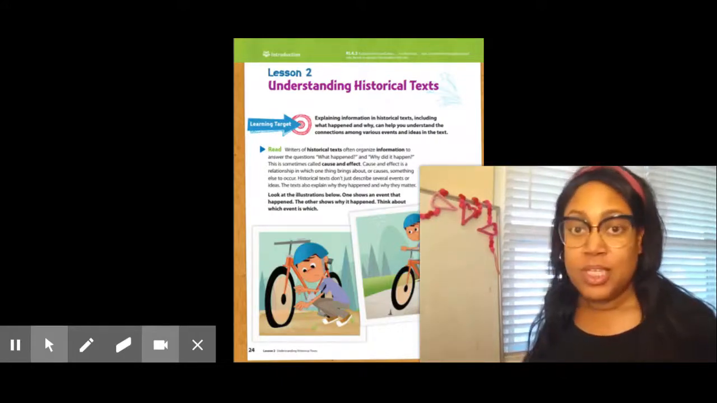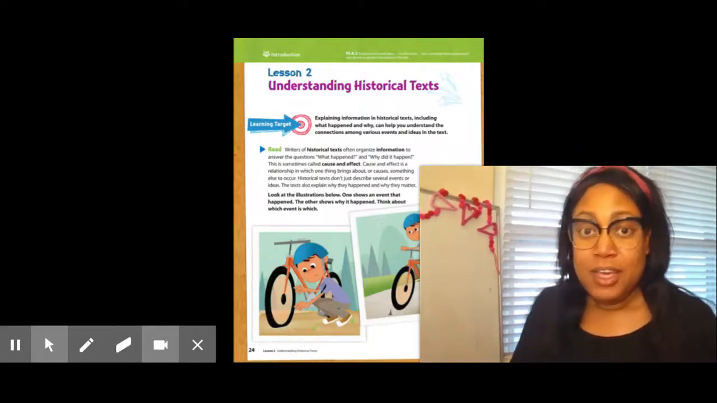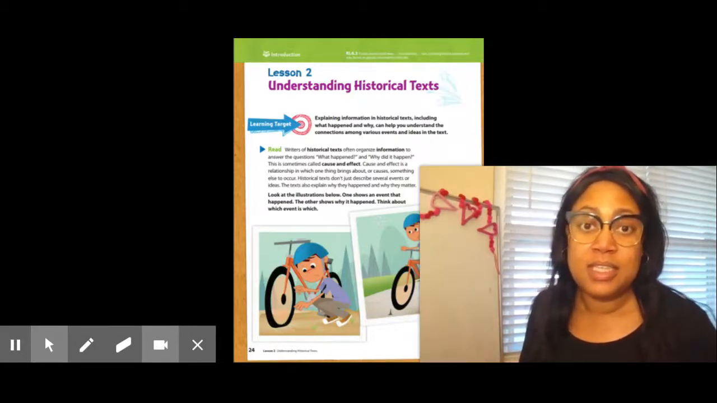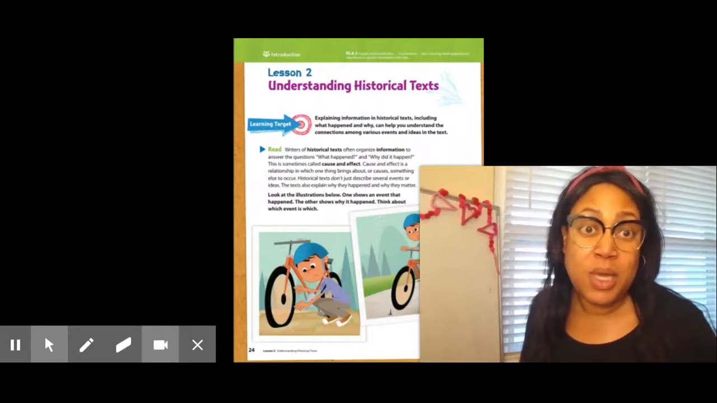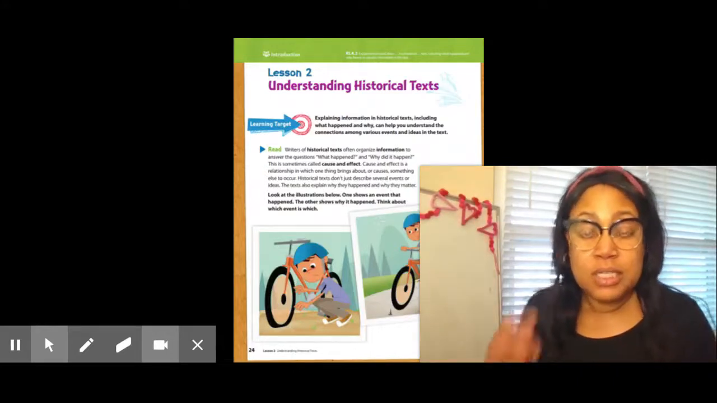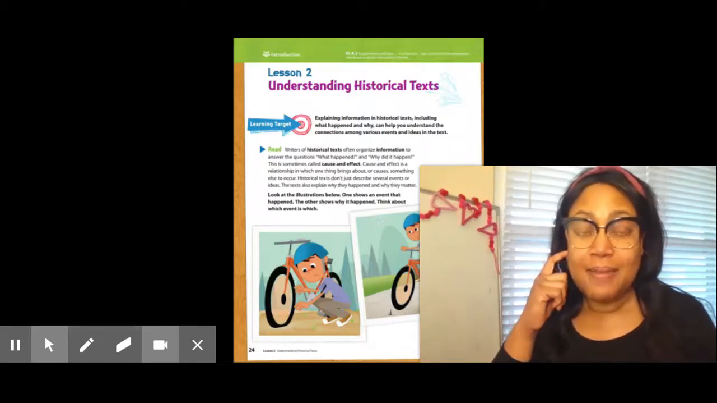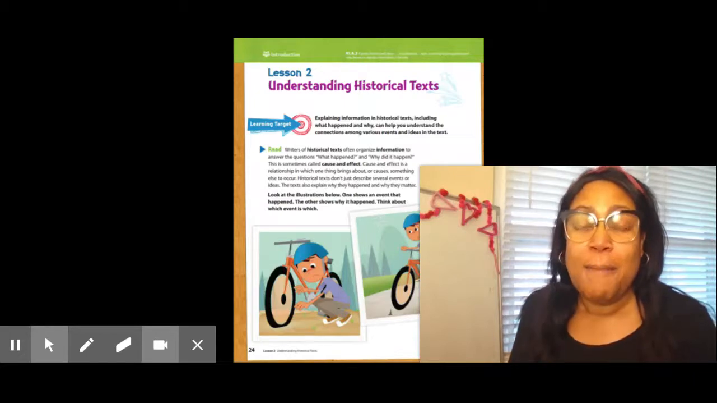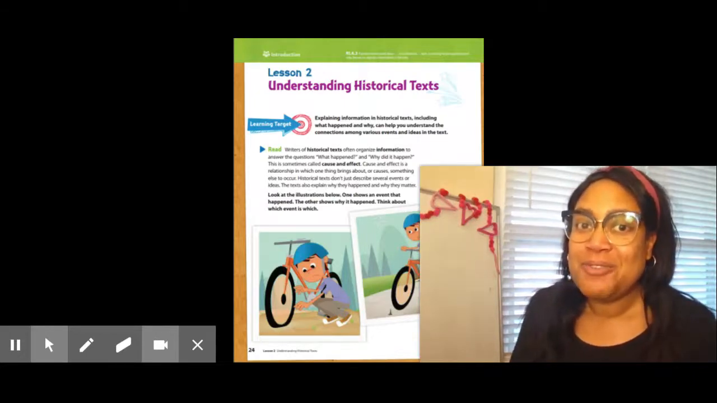Explaining information in historical text, including what happened and why, is going to help you to understand what's happening in life. The more that we're able to understand historical text and why things happened the way that they did, or why the outcome was what it was, the more we're able to understand what's actually happening in the world around us. And boy, is there a lot happening in the world around us.